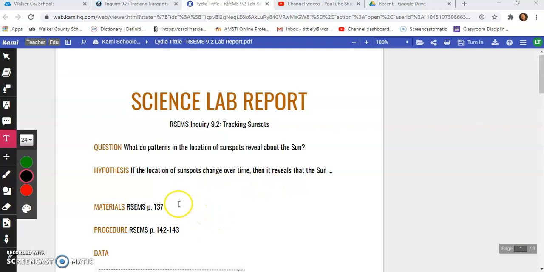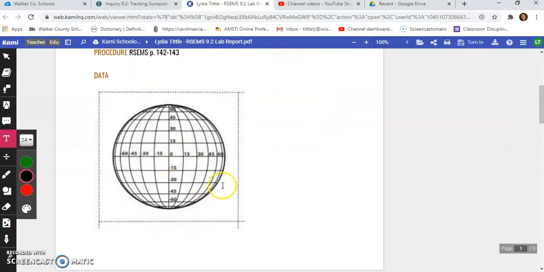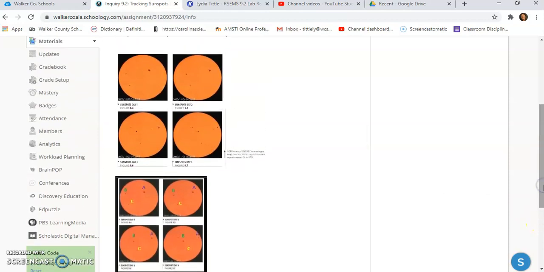So our materials for this lab are found in our book on page 137, and the procedures are found on page 142 to 143. Now, to collect your data, you're going to have to look at a sunspot image. So if you'll go back to the instructional page, you see 2 copies of the sunspot data. Here we have sunspots on day 1, the same view of the sun on day 2, the same view of the sun on day 3, and the same view of the sun on day 4.